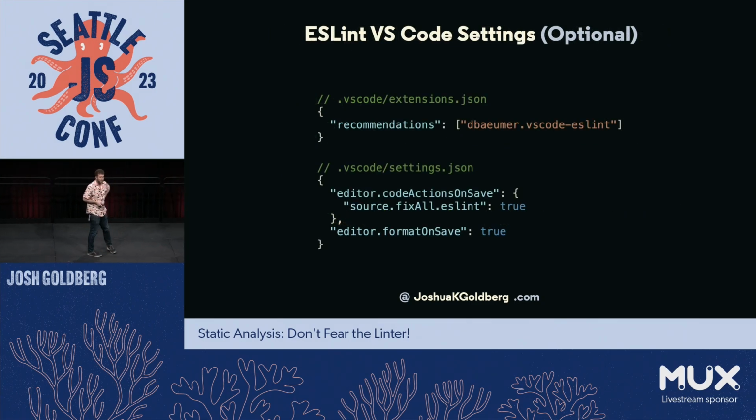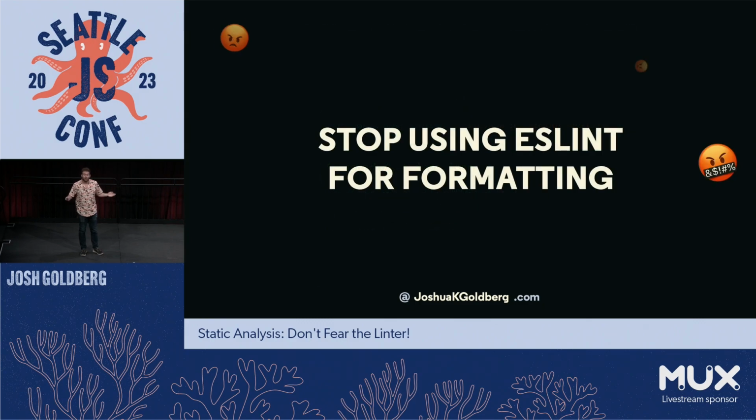Now for ESLint and VS Code, there's a good recommended extension for ESLint. I also recommend fixing all ESLint rules on save, which is kind of nice, and also still formatting on save. But that brings up an interesting point. If ESLint can fix things on save, and Prettier can fix things on save, why do we use both? And the answer is don't!